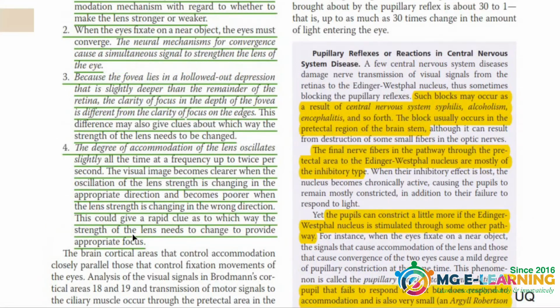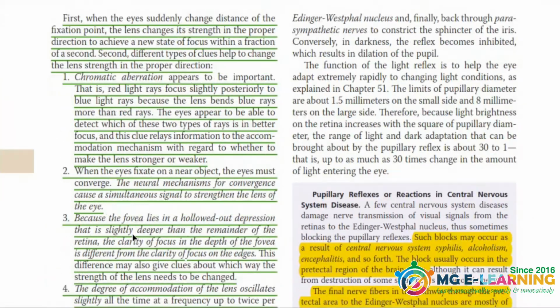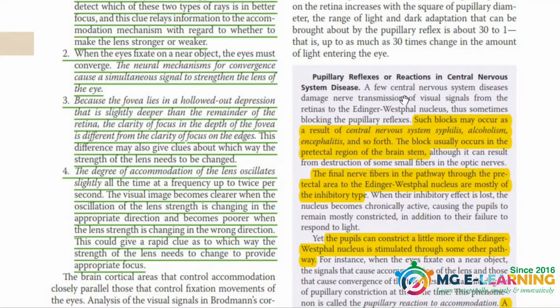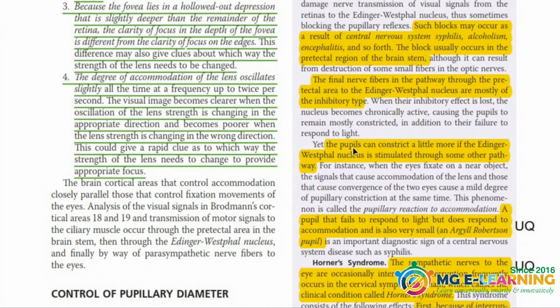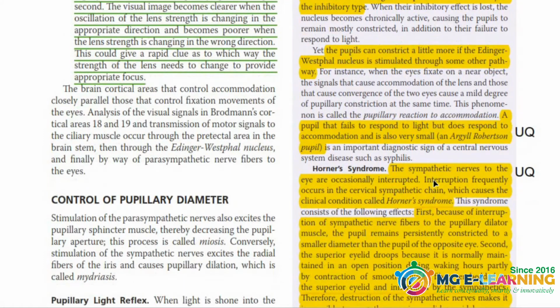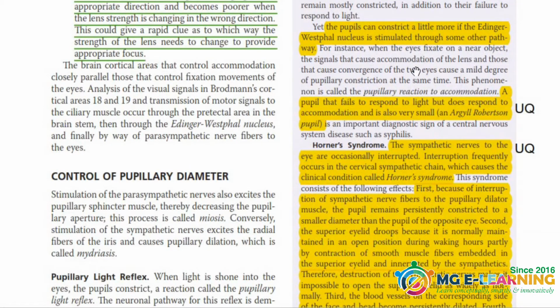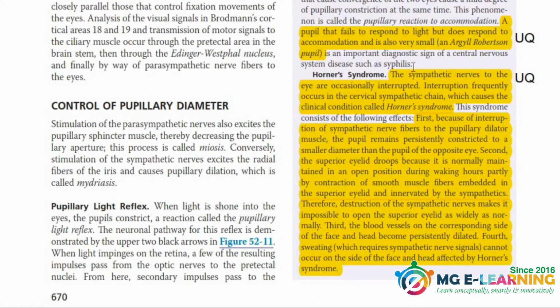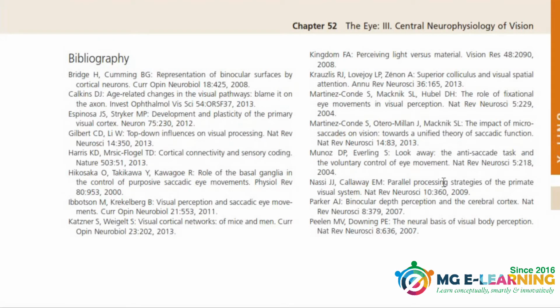And this one is also important. Pupillary reflexes or reactions in central nervous system diseases. You can read all these for UQ purpose. This one, Argyll Robertson pupil, is a very important UQ. All this paragraph in your blue book is very important from the UQ point of view. Horner syndrome is also a very important UQ. And our chapter is ended.